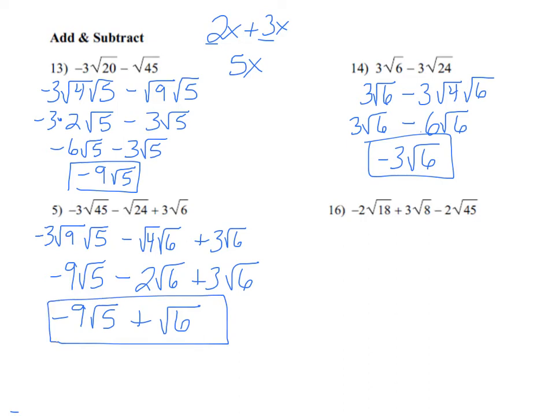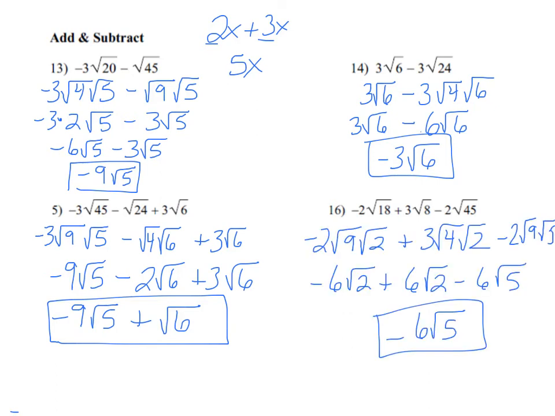All right, so now it's your turn. You try number 16 by yourself. Pause the video. No, really, you can pause the video. I'll wait. All right, your answer should have been a negative 6 square root of 5. If it's not, take a minute, check your work and see where you might have gone wrong.